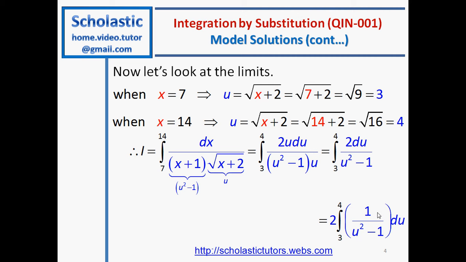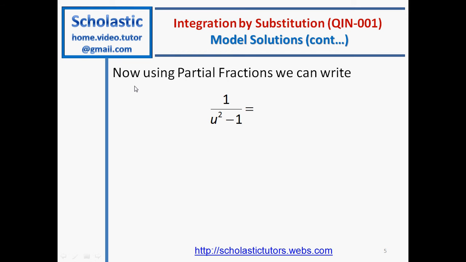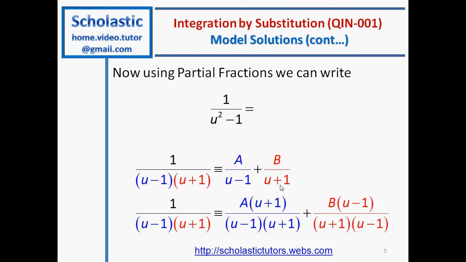And now we have a term which is not possible to integrate as it is, 1 over u squared minus 1. So now we are going to apply partial fractions. Partial fractions will separate it into two fractions: 1 over (u minus 1)(u plus 1) can be written as a over u minus 1 plus b over u plus 1.